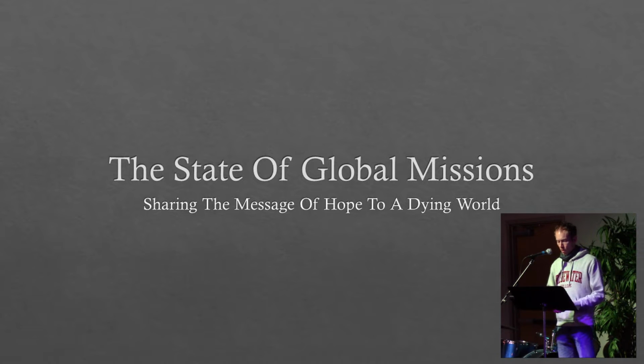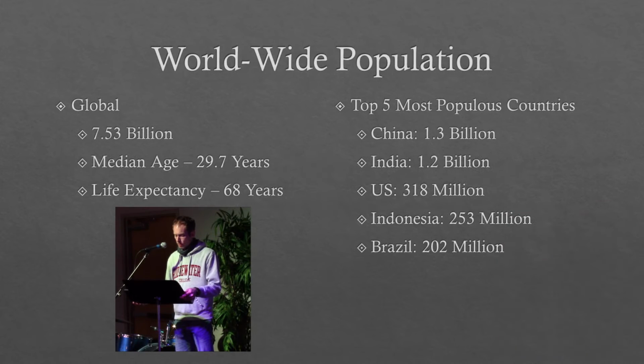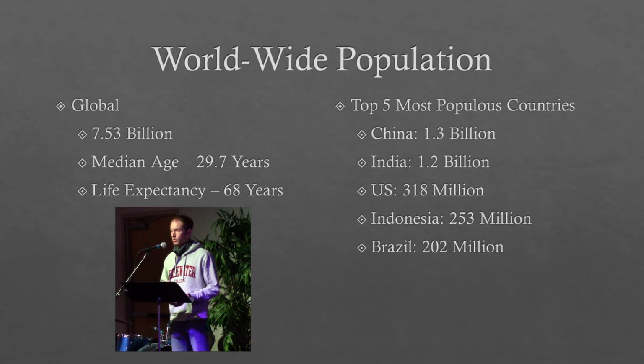Okay, so the global population of the world right now is roughly 7.53 billion. The median age of the people in the world is 29.7, and the life expectancy is 68 years old, which I thought was interesting because the Bible says in Psalm 90 that the age of a person would be 70 years. So I think that verifies the Bible. The top five most populous countries are China, India, U.S., Indonesia, and Brazil.